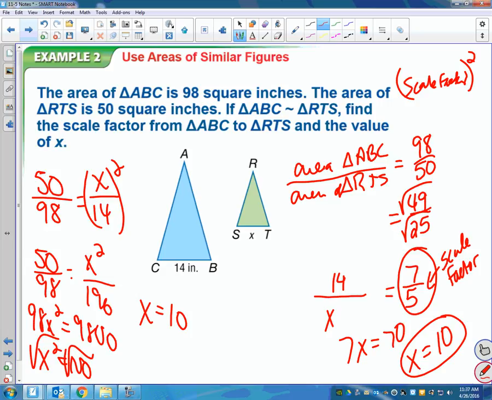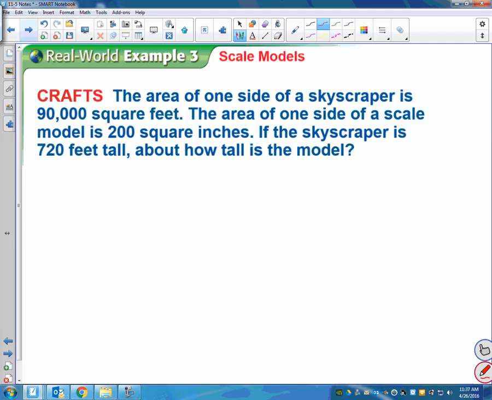All right, let's take this one step further. The area of one side of the skyscraper is 90,000 square feet, and the area of one side of the scale model is 200 square inches. If the skyscraper is 720 feet tall, how tall is the model? So the area of one side of the skyscraper, I can't draw three dimensional shapes. I'll just set this up.